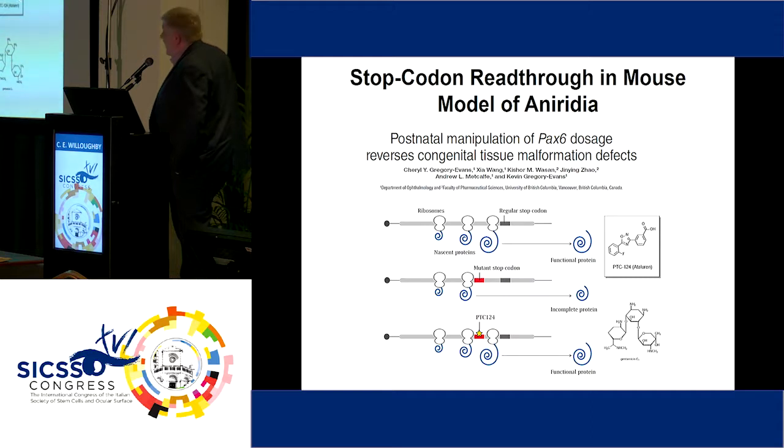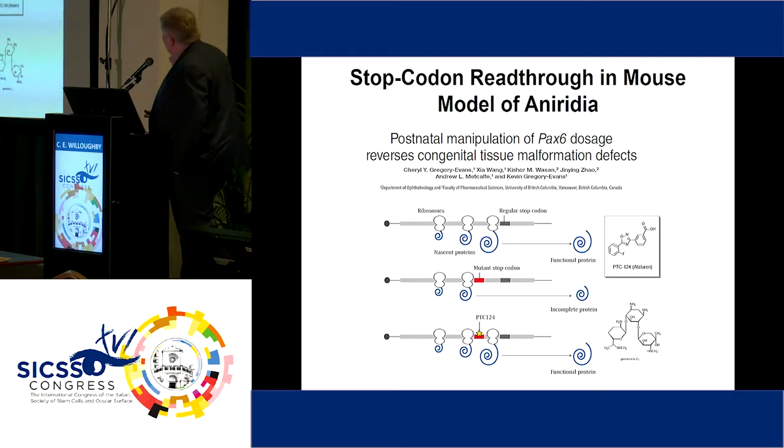And one of them is called ataluren, and it's been used in cystic fibrosis and Duchenne muscular dystrophy. And there was a very interesting paper 2 years ago in which this drug was used in mouse models of aniridia with good effect. And so that's one approach to prevent haploinsufficiency and normalize the protein levels of PAX6.